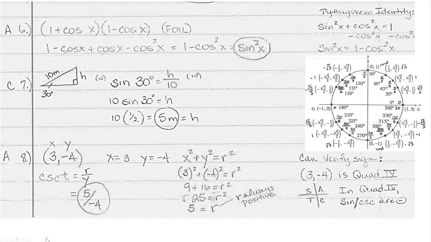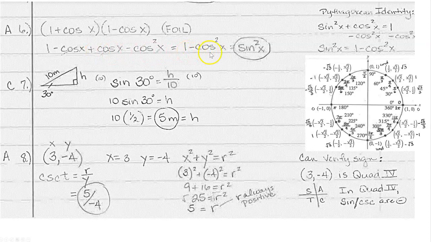All right, let's look at number 6. So 6 says use trig identities to see which of the following is equal to 1 plus cosine times 1 minus cosine. So let's FOIL that out. So 1 times 1 would be 1. 1 times a negative cosine is negative cosine. Cosine times 1 is positive cosine. Positive times negative is negative. Cosine times cosine is cosine squared. So the positive cosine and negative cosine dropped each other out. That left me with 1 minus cosine squared.